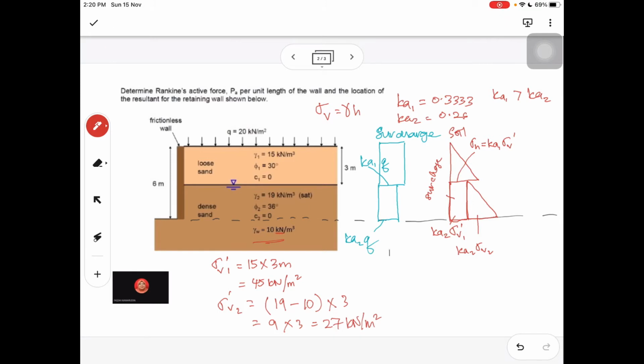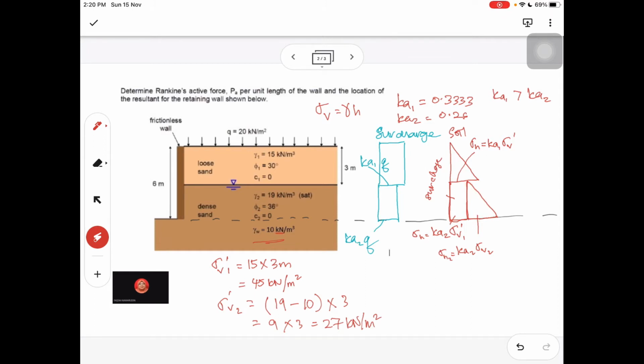So this is sigma H2. Consider sigma H for this rectangular. At the bottom of this rectangular is the sigma H. Same goes to here. This is sigma H for this triangular. Sorry, not rectangular, triangular.